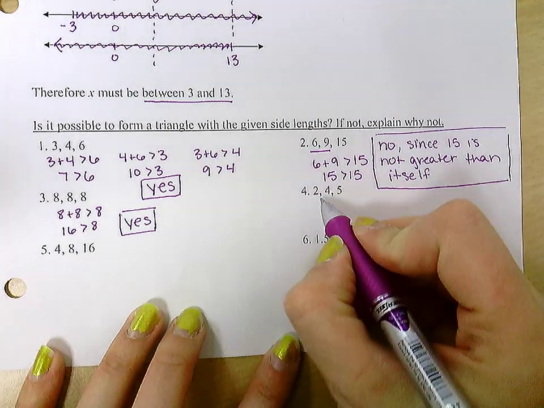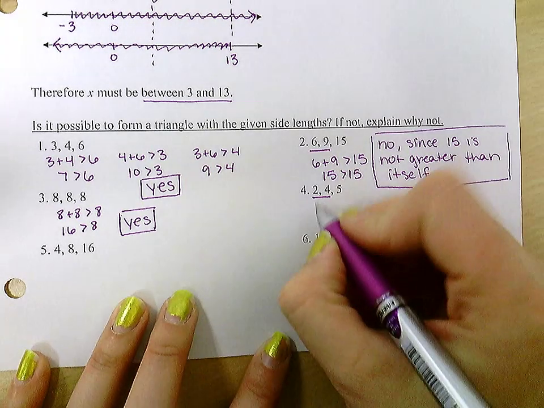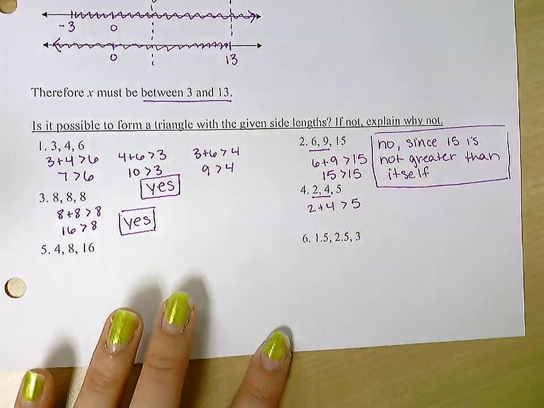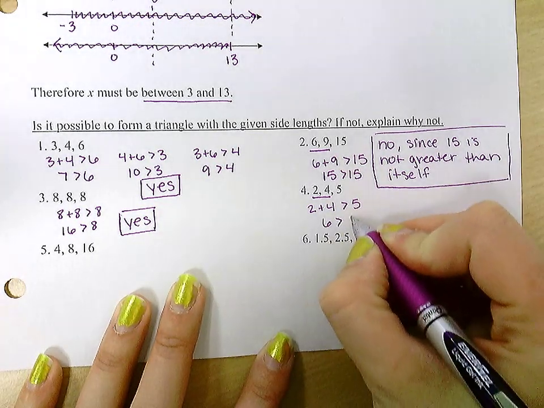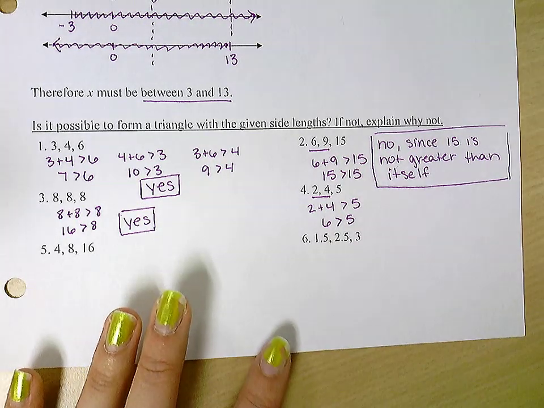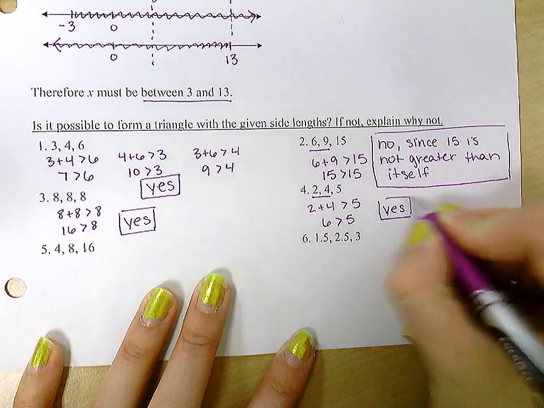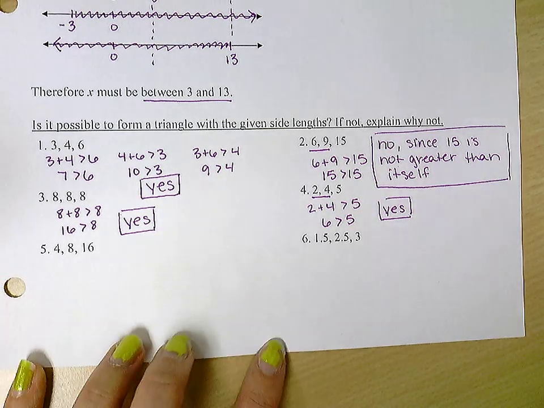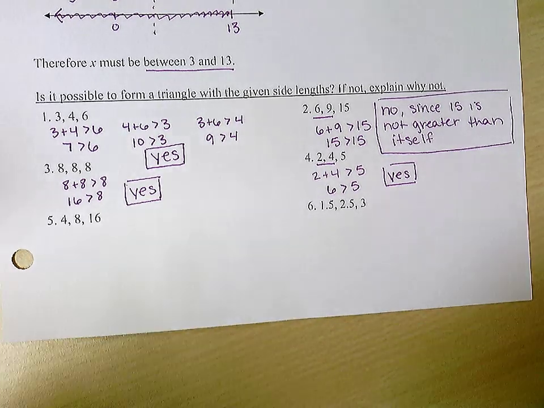Number 4, my 2 smaller sides are 2 and 4. So I would have to add those together and make sure they're greater than that third side of 5. Okay, so 2 plus 4 is 6. And 6 is greater than 5. So yes, these do form a triangle. So again, just your 2 smaller sides added together, greater than your third.